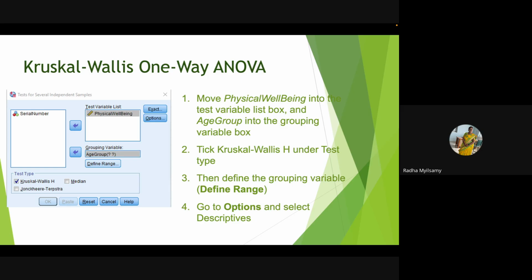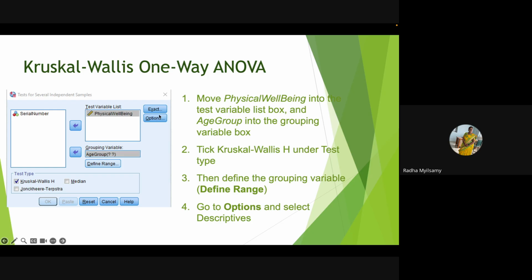Based on the age group, we are divided into three groups: first group, second group, third group. So the second column is for the grouping variable. Choose the first column as the test variable and the second column as the grouping variable. In that grouping variable, we want to give the group names. If we give 1, 2, 3, we take them as groups 1, 2, 3. In that box, we click Kruskal-Wallis H, and we go.